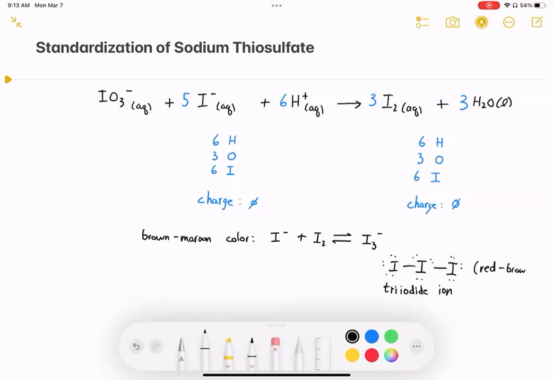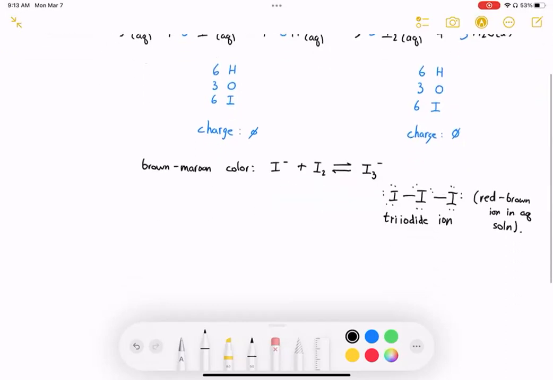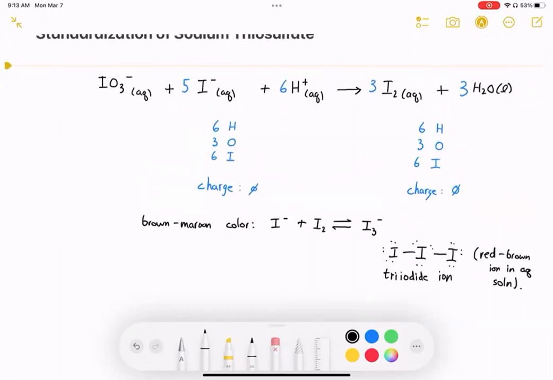It's a red-brown complex. Well, I want to call it a complex. Let's just say it's a red-brown ion in aqueous solution. It appears red-brown, and that's the color you immediately see as soon as you add everything in. As soon as you add the iodate, the iodide, and the H+, there's some equilibrium established. So this is what you see, the triiodide ion. And it's this ion that, when you connect it to starch, turns dark blue.